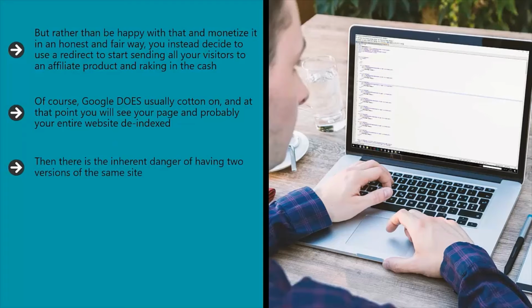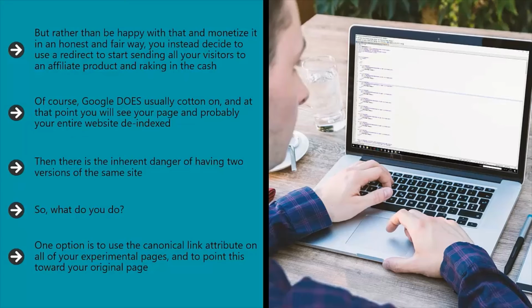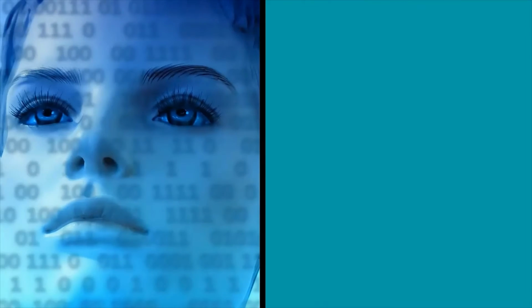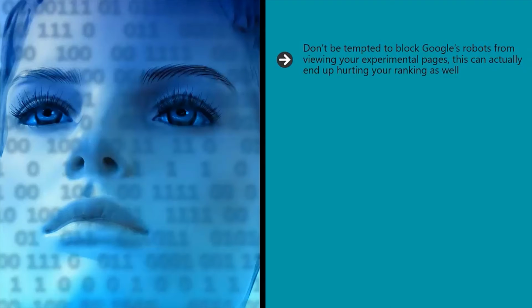Then there is the inherent danger of having two versions of the same site. Google might see this as spammy, it might see this as confusing, whatever, it could hurt your ranking. So what to do? One option is to use the canonical link attribute on all of your experimental pages and to point this toward your original page. This tells Google's robots which page is the original, and that ensures that it will understand what's going on and see that you're not trying anything fishy. Don't be tempted to block Google's robots from viewing your experimental pages. This can actually end up hurting your ranking as well.